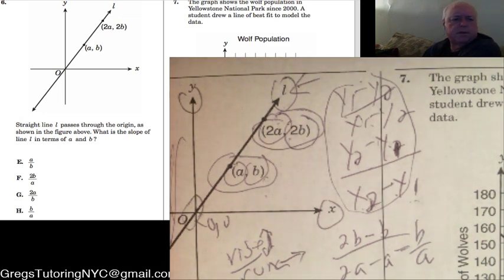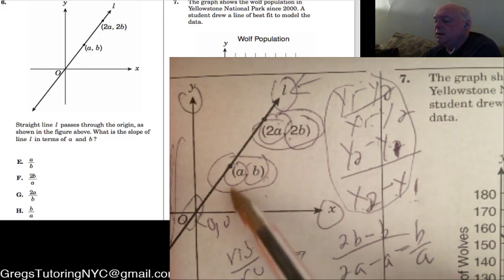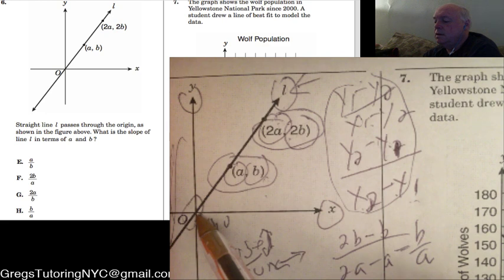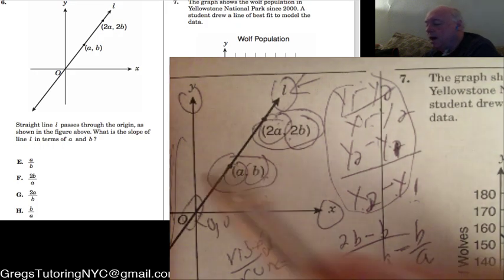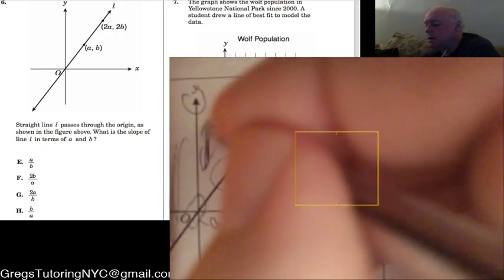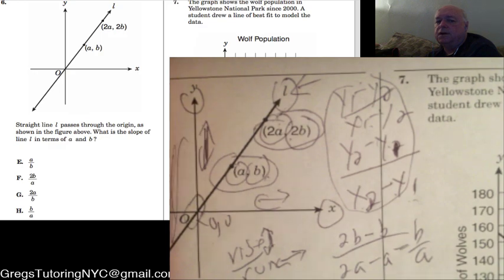What question number is this? 6. Right, that's our answer there. Now we could have chosen some of the others. We could have done b minus 0 over a minus 0. Right, we're picking b first because that's the y-coordinate. That's our rise. Our y-coordinate is going this way. Our x-coordinate is going that way. So don't screw it up and get a over b. It's always your rise over your run.